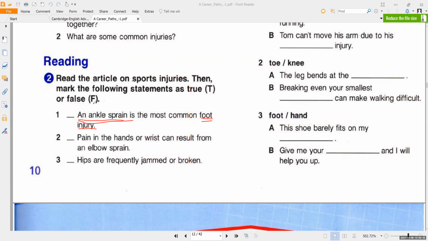Okay, so for number one, an ankle sprain is the most common foot injury. What do you think the answer is? Yes, you can write on the chat if you like. You can write the answer, true or false. Yes, so number one is true.